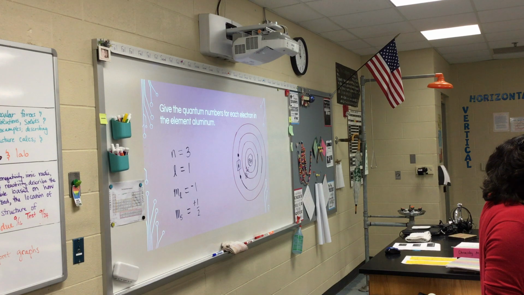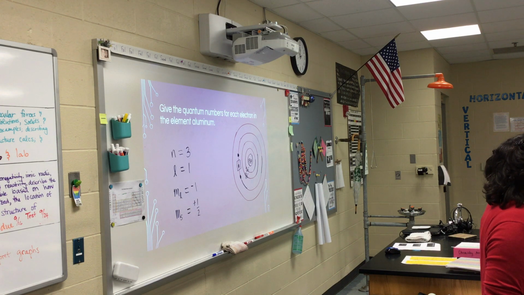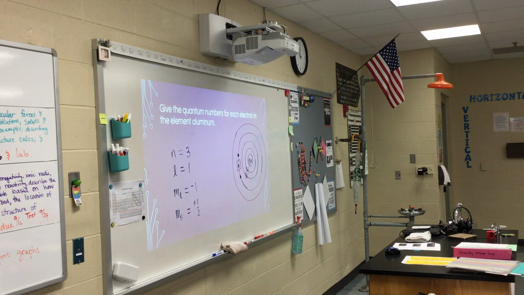Owen? Is it possible for aluminum to have an m sub S with a value of -1/2? Nope. And the next thing that we're going to learn are electron configurations, and we're going to see why it's positive for some of them and negative for the others. And it's very specific how that happens.